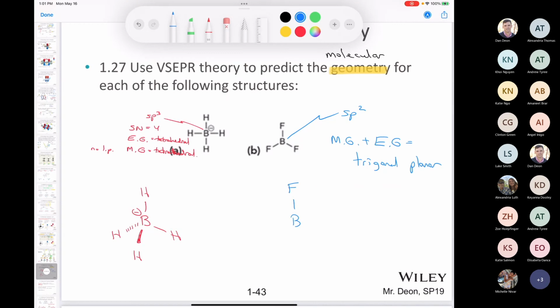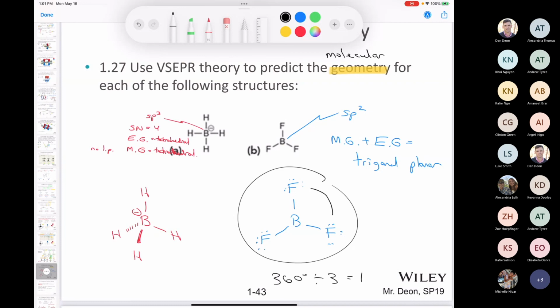Could anybody tell me what the bond angles would be in BF3? Again, not a trick question. There are no trick questions in Chemistry 3101. What would the bond angle be here? Not 107. If I take a circle, this is a whole circle here, which is 360 degrees, and I divide it by 3 equal pieces. Since they're spread out equally, I get 120 degrees. So every bond angle in here would be 120 degrees. All right. Here we go.